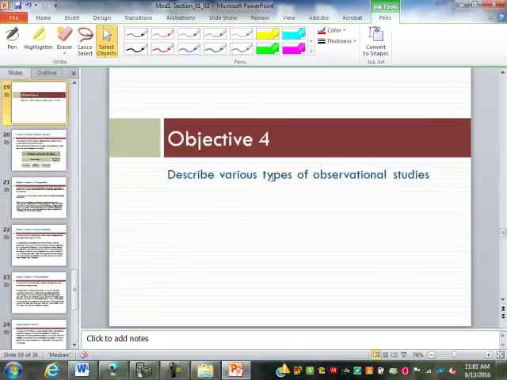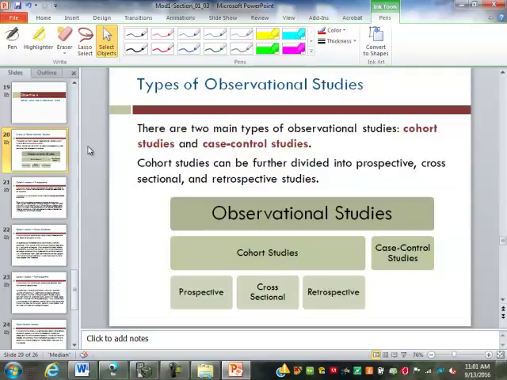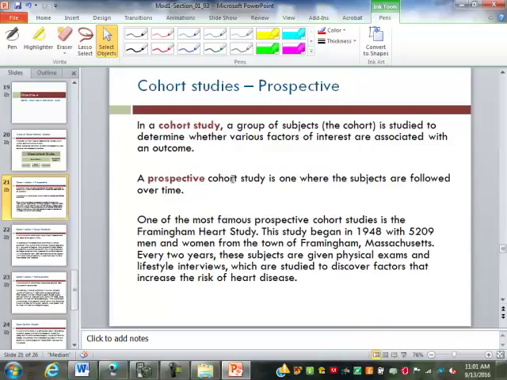So we're going to look at different types of observational study quickly. We have cohort studies and case control studies. And cohort studies can be divided into prospective, cross-sectional, and retrospective. We really don't use these a whole lot in terms that are going to be really important for us in the course. But a cohort study is really just a group of subjects studied to determine whether various factors of interest are associated with a certain outcome.